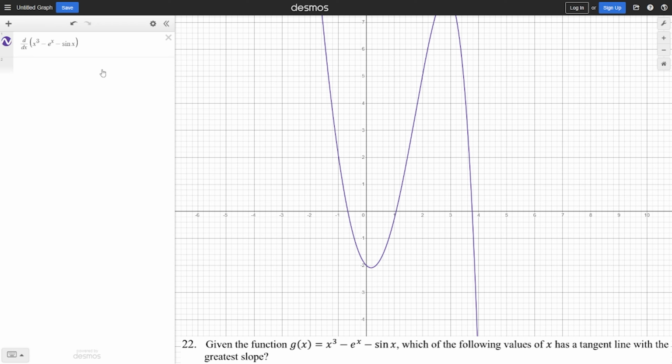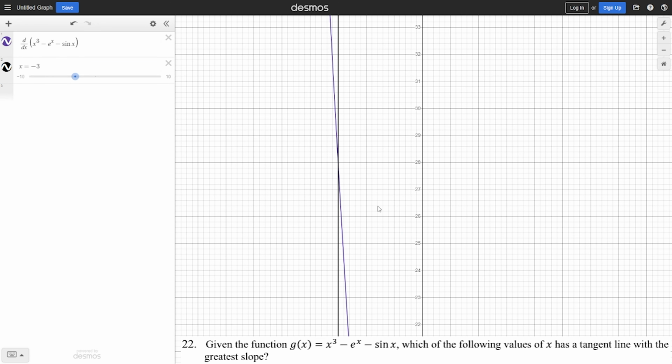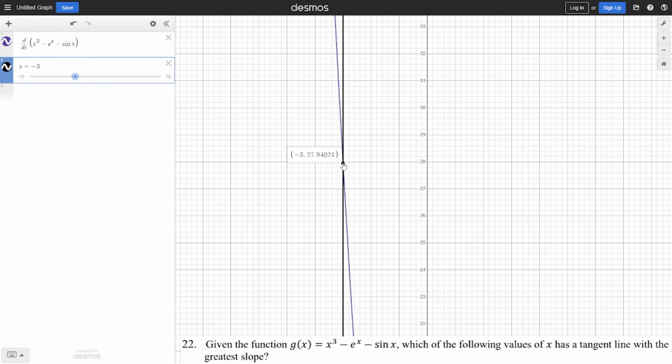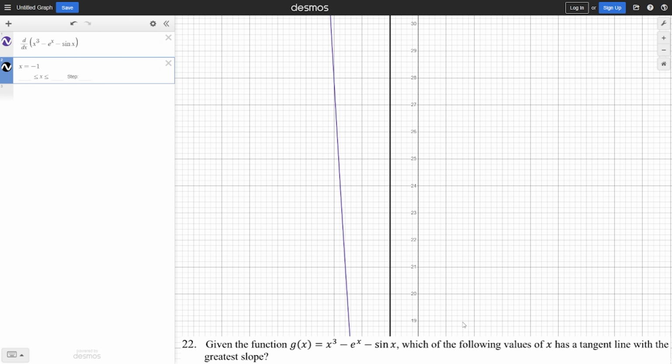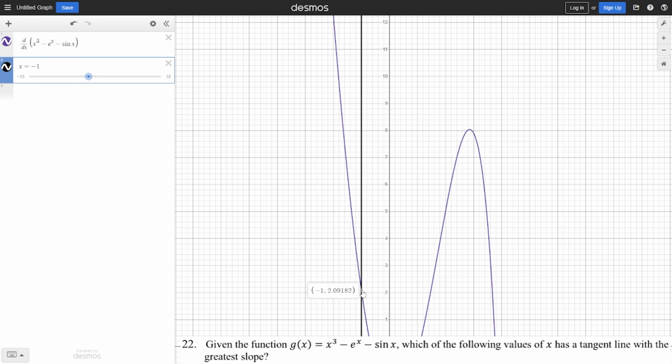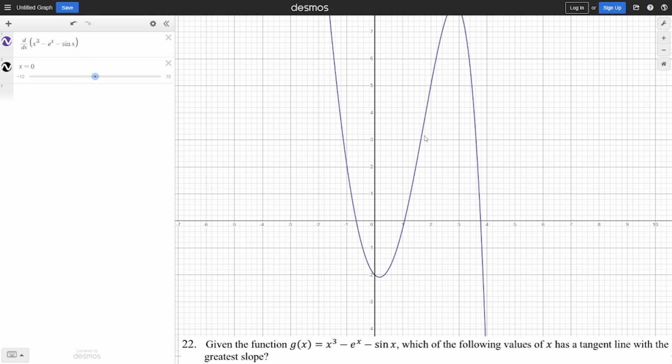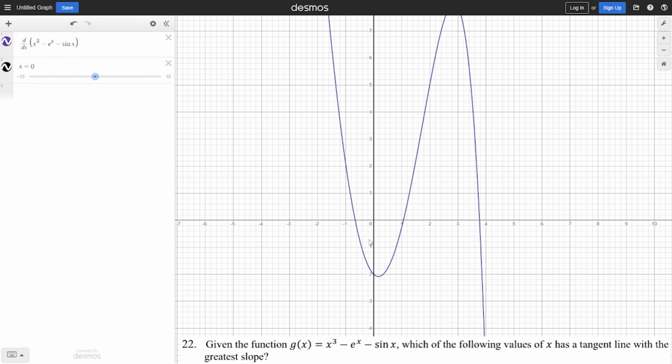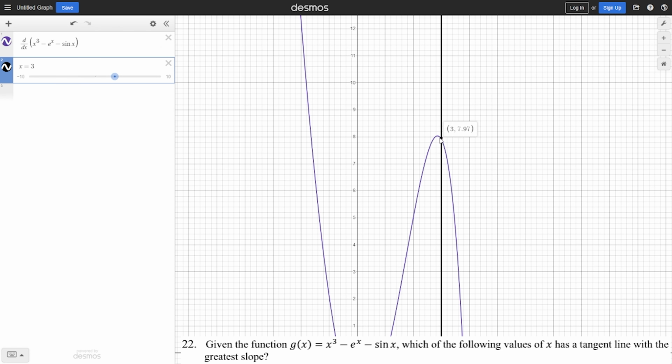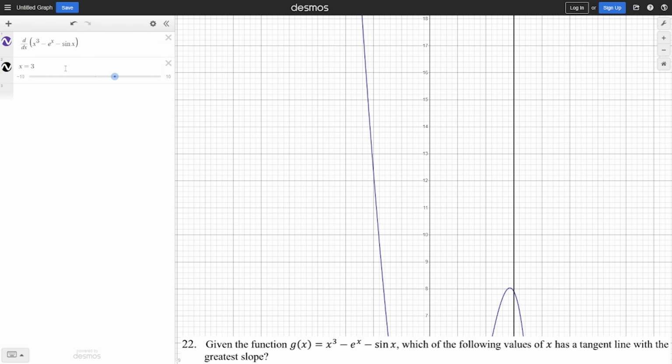So let's start with negative 3. I'm going to just put x equals negative 3 so it's easier to see when it intersects. Right here, we can see that the slope is 27. Now let's go to negative 1. And over here, we can see the slope is 2. Let's go to 0. We can see the slope is negative 2. Now let's go to x equals 1. We can see the slope is negative 2.5. And finally, let's go to x equals 3, where we see the slope is 7.9. So we know our answer is negative 3, as that was the highest slope.